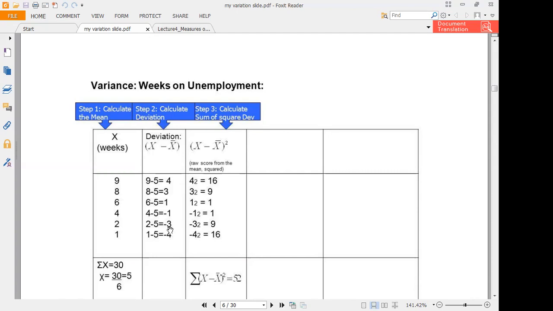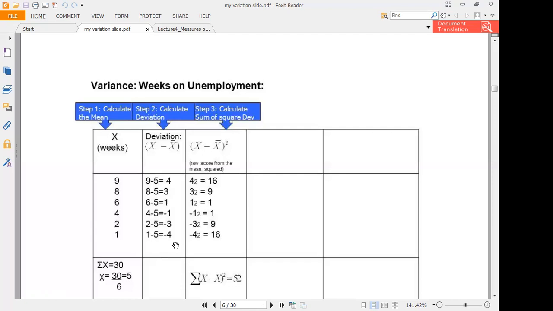Please note that you are going to know if you are wrong at this second step: if you realize that the sum of all your deviations does not give you 0. If you sum all the deviations here, 4 plus 3 plus 1, that will give you what? Yes, that will give you 8. Minus 1 gives you 7. Then minus 3 gives you 4. Minus 4 gives you 0. So every deviation from the mean, if you sum them together, is going to give you 0.